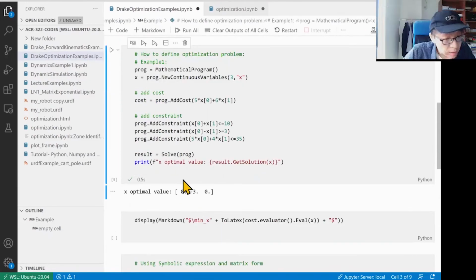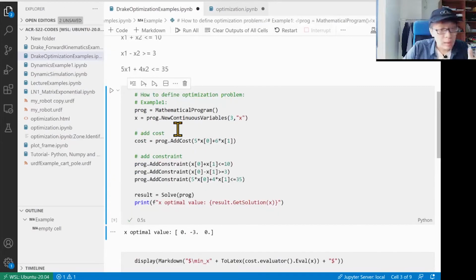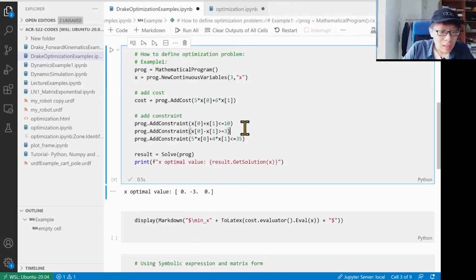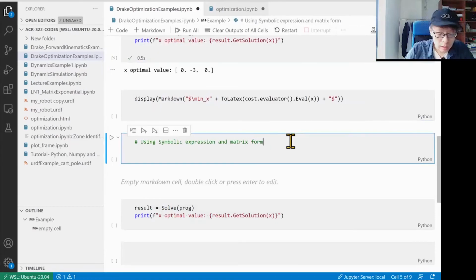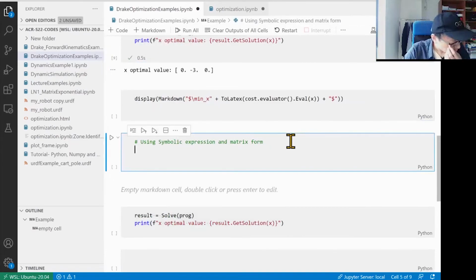The optimal value of this linear program is just 0, -3, 10. You just need to tell it what your cost and what your constraints are. That's it. And this is a little bit cumbersome if you want to have a large number of constraints. So it's important for us to know how to do that symbolically and in matrix form.